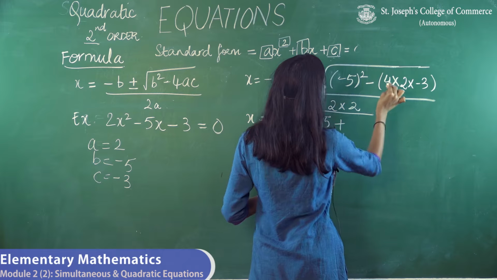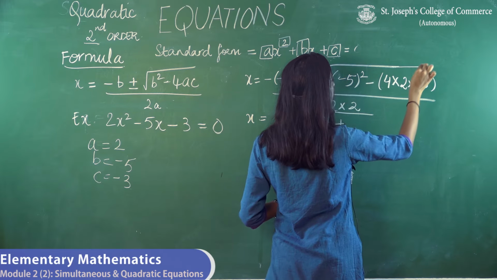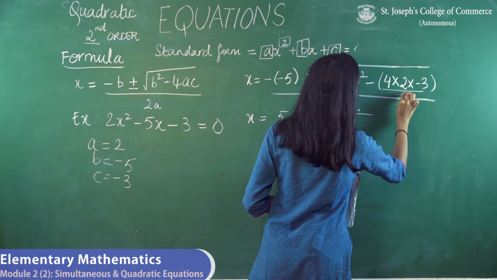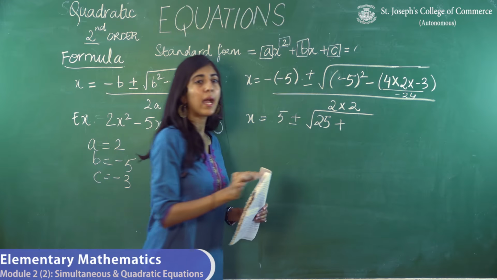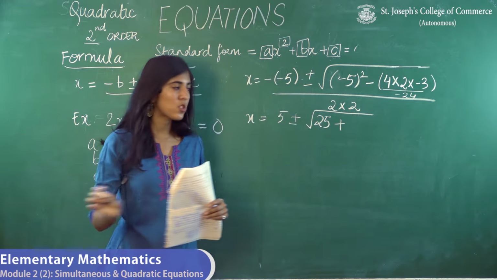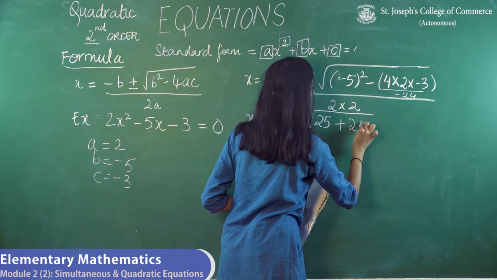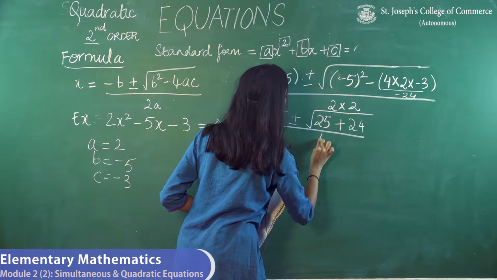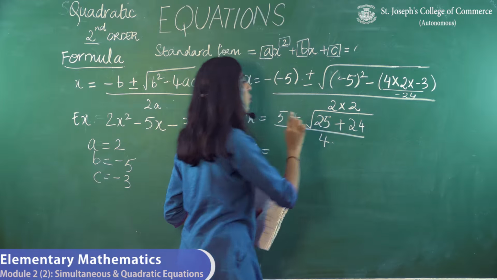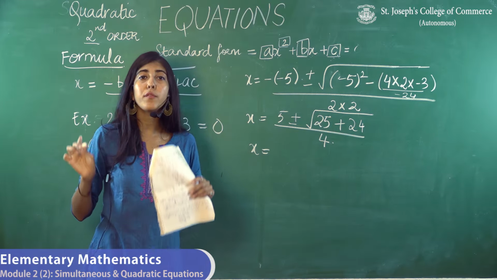25 plus 4 into 2 is 8. 8 into minus 3 is minus 24. So this is minus 24. Outside the bracket, there's a negative sign. So minus into minus 24 will give you plus 24. Hence, I've written a plus here. Whole divided by 4. You keep simplifying. Inside the root, 25 plus 24, you get root of 49.